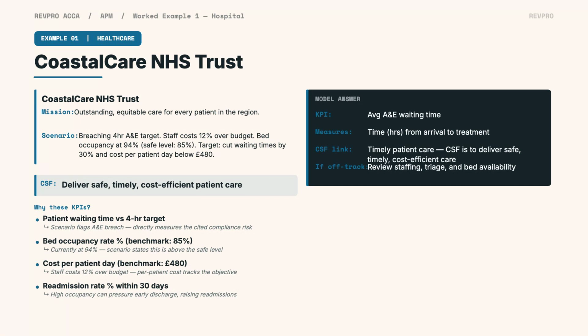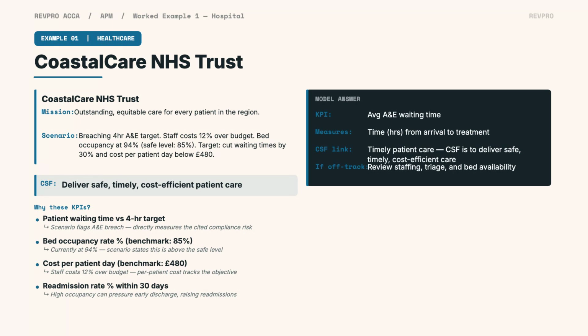Now, why these KPIs? Patient waiting time, because the scenario explicitly flags the 4-hour A&E breach. Bed occupancy rate, because the scenario gives us a specific number, 94%, and tells us the safe threshold. Cost per patient day, because staff costs are 12% over budget and the board has set a benchmark of £480. Readmission rate, because high occupancy can pressure early discharge, leading to patients returning.